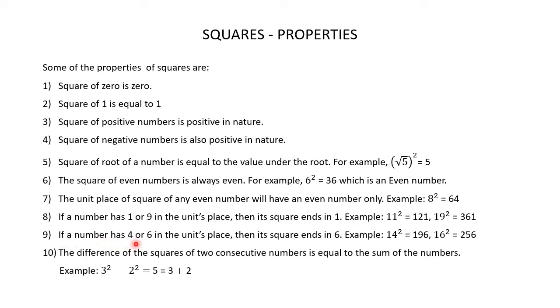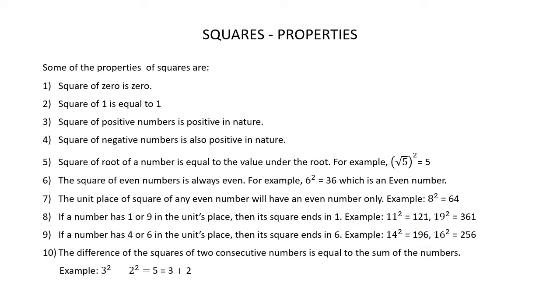If a number has 4 or 6 in the units place, then its square ends in 6. For example, 14 squared is equal to 196. 16 squared is equal to 256. 14 has 4 in the units place, so 14 squared is equal to 196 and 196 ends in 6.